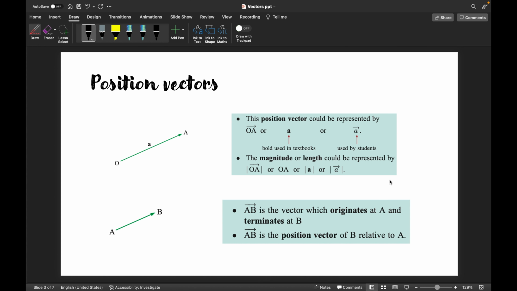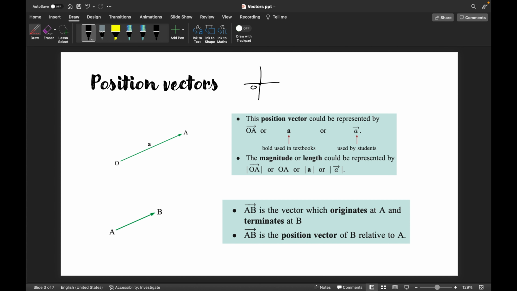And now we're going to look at position vectors. A position vector essentially tells you the position of the vector with respect to the origin. The origin would be 0, 0, right? And this position vector will tell you how far it is from this point. So that's what a position vector is. It can be represented as OA, where O is this point and A is somewhere on the plane. So it goes from O to A.